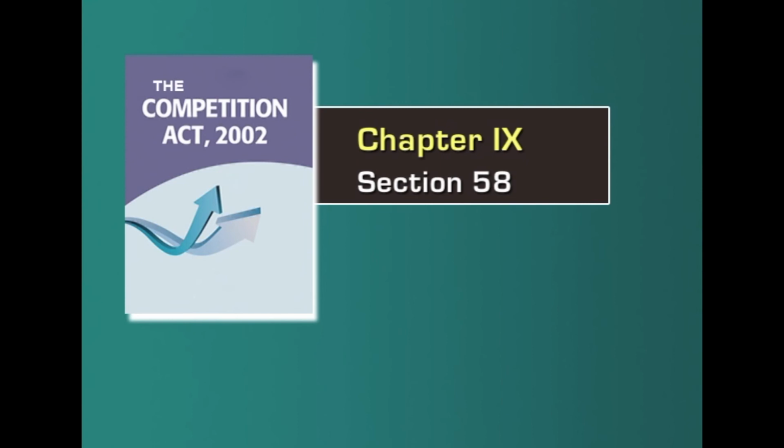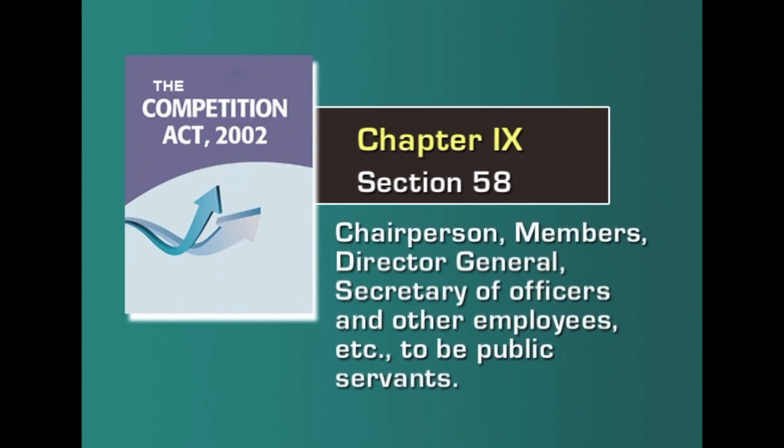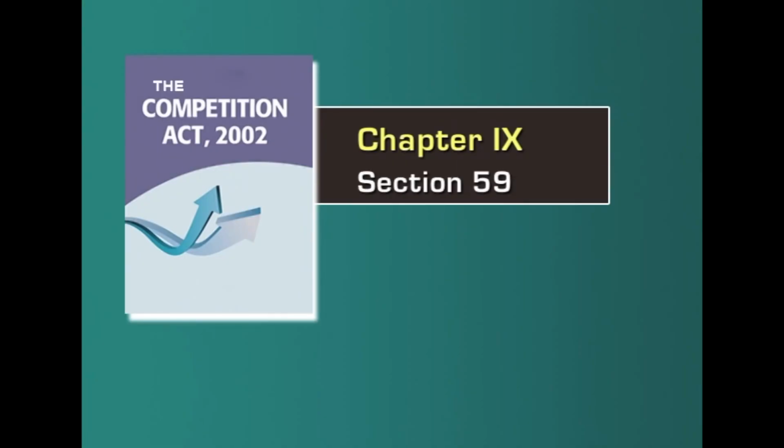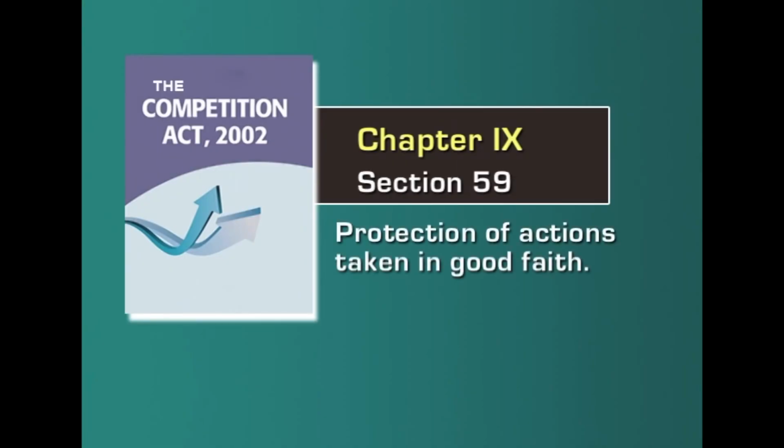Moving on to Section 58. Section 58 is a general provision that talks about the chairperson, the members, the director general, secretary, officers, and other employees, etc., being public servants. We'll also get into this section in the next course where I'm going to deal with this chapter in detail. Moving on to Section 59. Section 59 talks about protection of actions taken in good faith. All actions taken in good faith are protected under this Act. This is relevant because it confers certain immunity on the officers to discharge their duties without any fear from anyone.